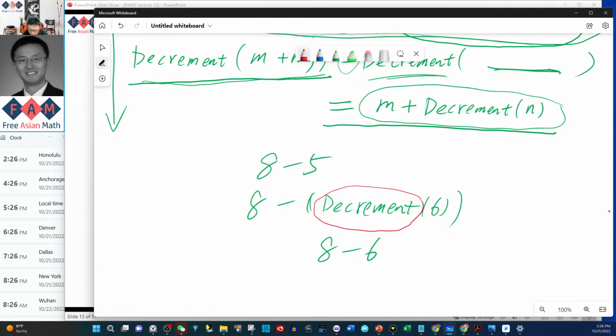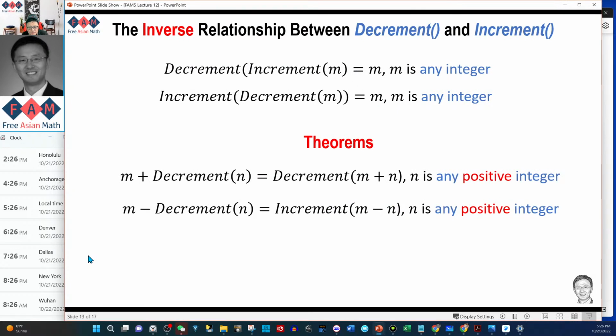Therefore, if we temporarily throw this decrement operator away, then we will effectively be doing 1 extra decrement than we should. So to compensate for this unnecessary decrement, we have to do 1 increment on A subtract 6 to cancel this decrement. And that's the reason why this is a theorem.